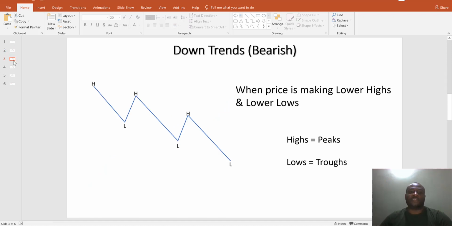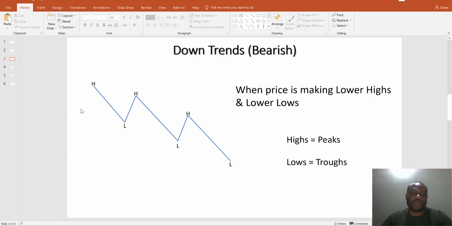Now the next one is the downtrend, which is like a reverse of the uptrend, the bullish trend. In this case, price is making lower highs. You can see that this high is lower than that high, and this high is lower than that high. What do we mean by lower? We'll be looking at price at this level here, and when you also check out this level here, you can see that this one is lower than that. So simply put, that's what it is.